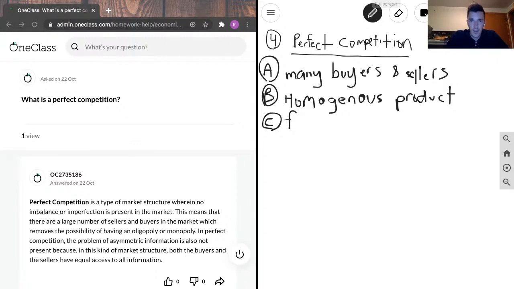There is free entry and exit. In other words, there are no barriers to entry. Barriers to entry are consistent with a monopoly. There's a couple different types of barriers to entry, which is natural barriers, technological barriers, etc. So free entry and exit. There is, I believe, perfect information. Is it written somewhere? Yes, perfect information.